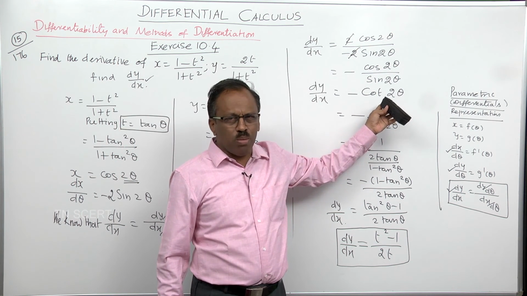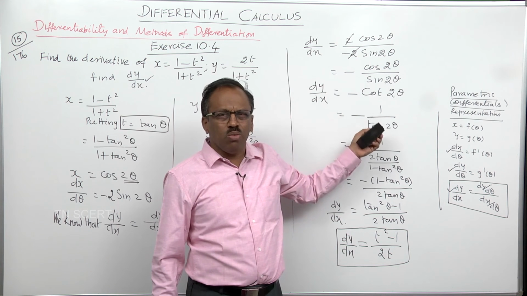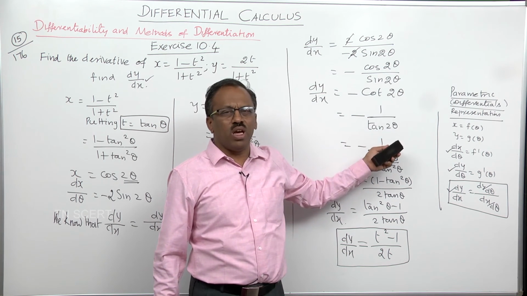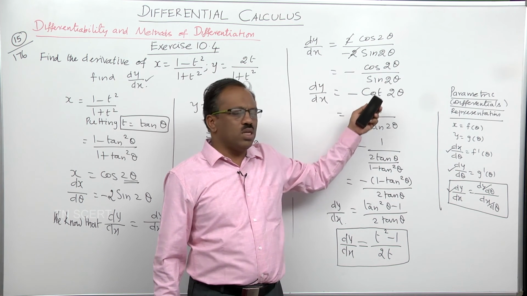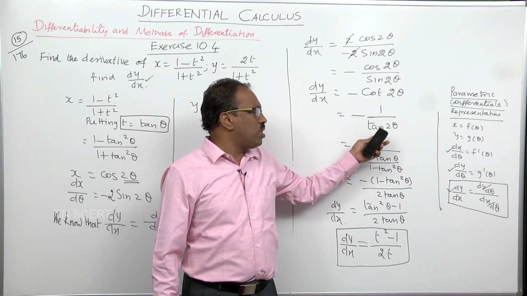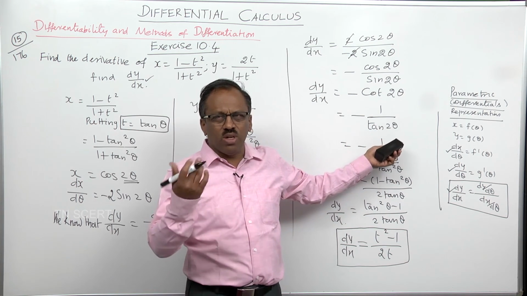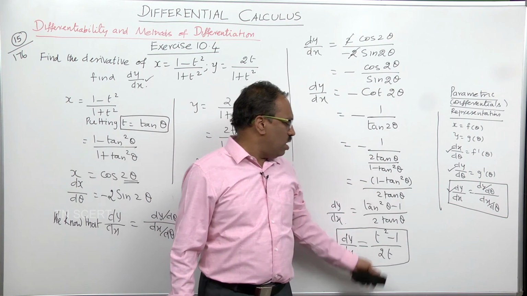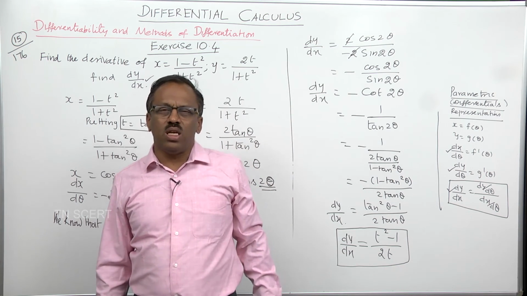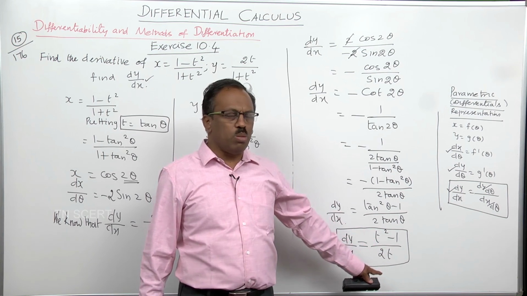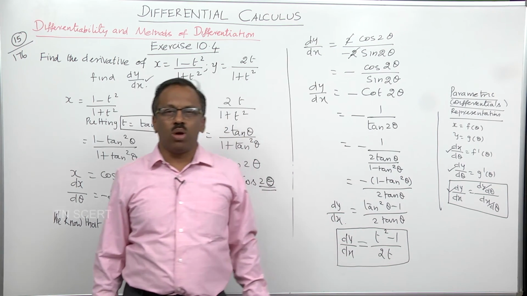This is not yet completed. We want to give the value in terms of t, for which once again we have taken tan. So cot is reciprocal of tan. Obviously the tan formula we know. Once again we have reversed it. So finally we got tan theta is t. So the final answer is t square minus 1 by 2t, that is dy by dx.